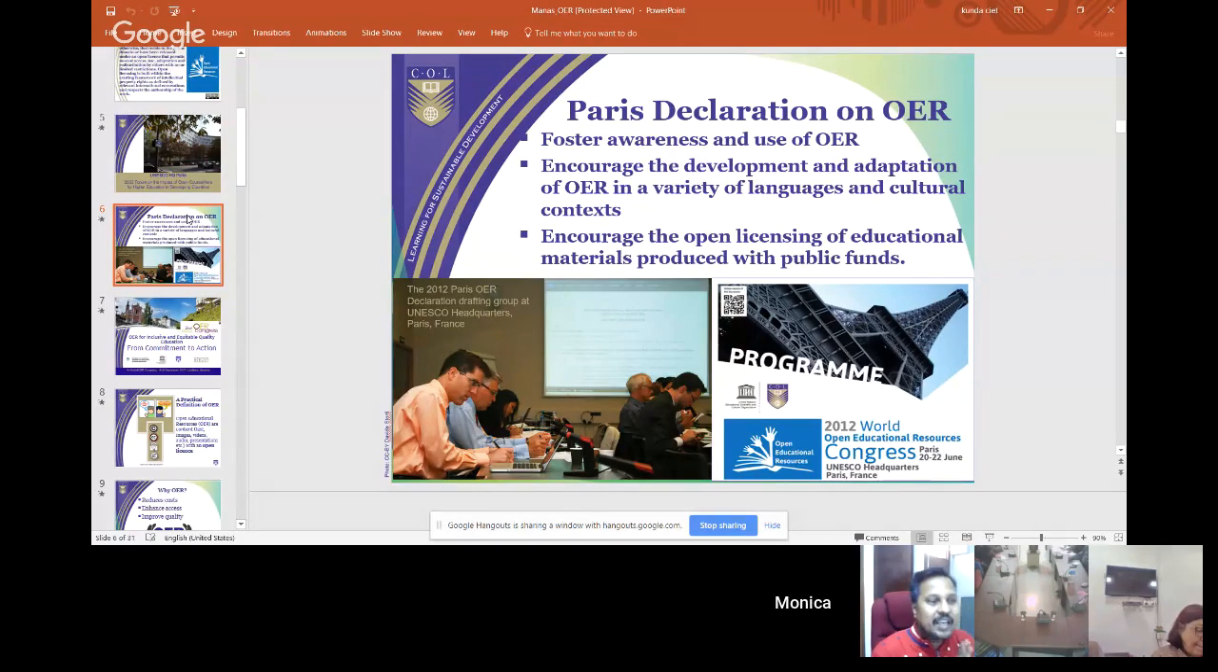But first of all, we need to understand OER and the use of OER. First understand, use, then practice. Then you can adopt OER, and you can make your OER in a contextualized and cultural context as well as different language perspectives. Encourage the open licensing of educational materials produced with public funds.